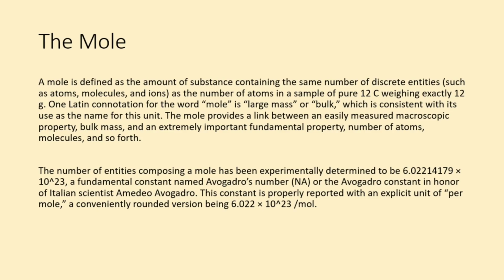The number of entities comprising a mole has been experimentally determined to be 6.02214179 times 10 to the 23, a fundamental constant named Avogadro's number, NA, or the Avogadro constant, in honor of Italian scientist Amedeo Avogadro. This constant is properly reported with an explicit unit of per mole, the conveniently rounded version being 6.022 times 10 to the 23 per mole.